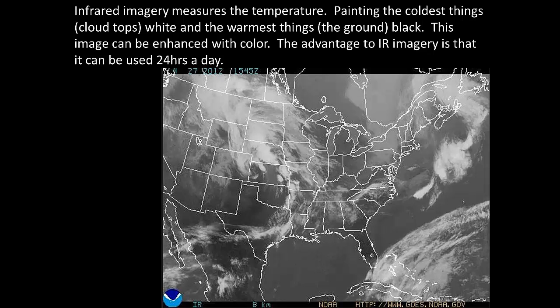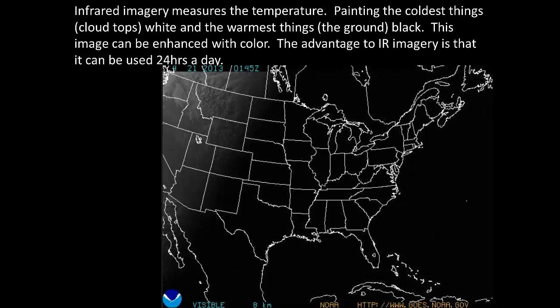So cloud tops are higher up in the atmosphere, so they're colder, and the higher the cloud, the colder it is. So thicker clouds tend to look whiter on this, and no clouds look black. Now the advantage of infrared is it can be used 24 hours a day, day and night. Visible satellite will give you a more detailed image, but it doesn't work at night. It only works when there is sun.